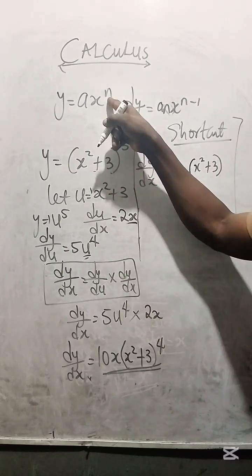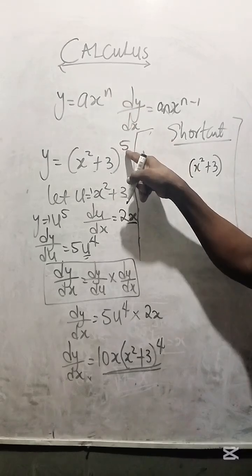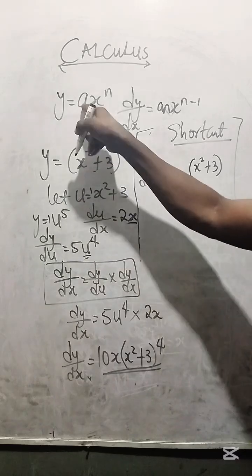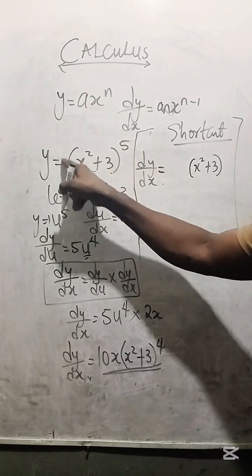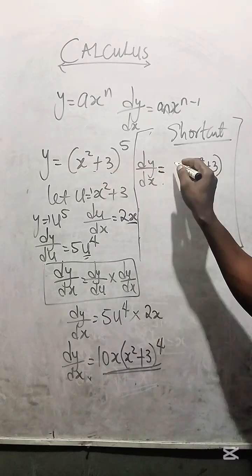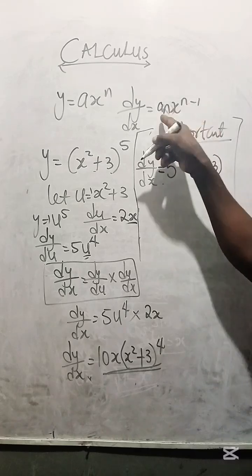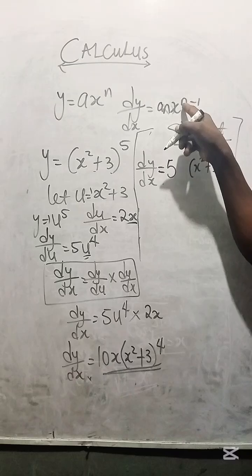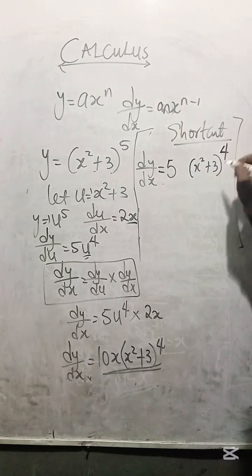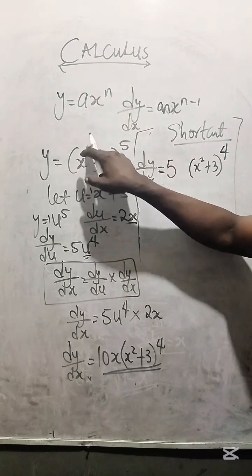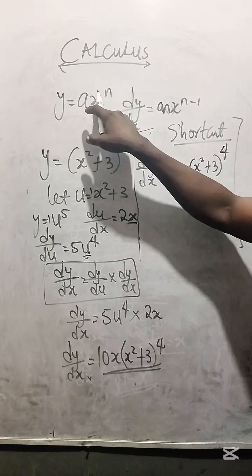Now, applying this power rule, this is n, this is 5, this is 1, this is a. 5 times invisible 1 is 5. You write down 5, then that is a to the power n, then 5 minus 1, you write down 4. This function is x alone here, but here we have x squared plus 3, and there it is only x.